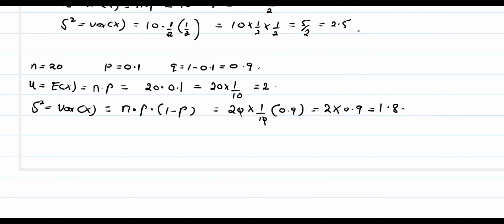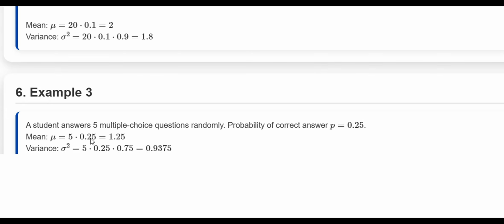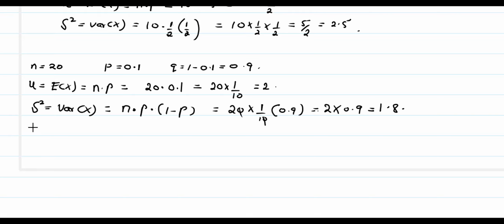Can we do the last example? We are told a student answers 5 multiple choice questions randomly, and the probability of a correct answer is 0.25. If we want to get the mean and the variance, first of all, the total number of questions answered is 5. The probability of success is 0.25, which is the same as a quarter. The probability of failure, q, is 1 minus p, which is 1 minus 0.25, which is 0.75 or 3/4.